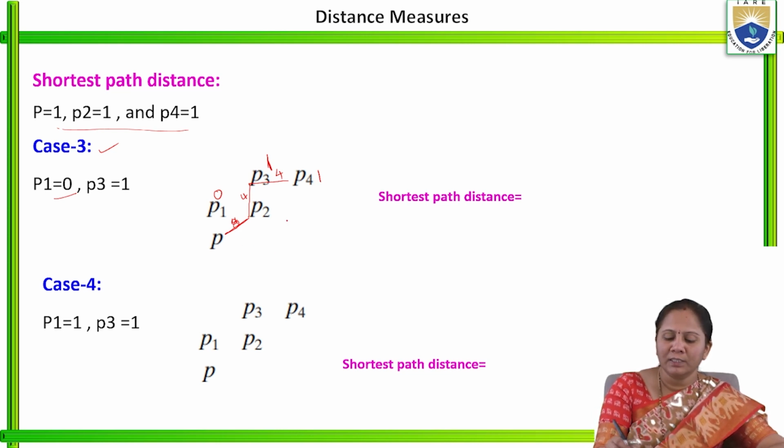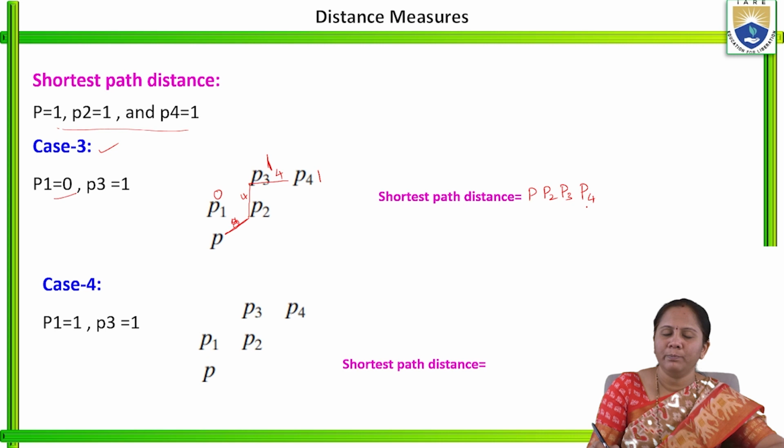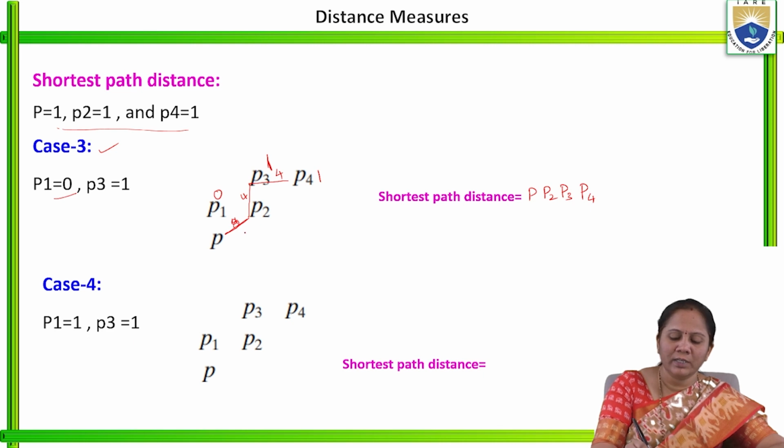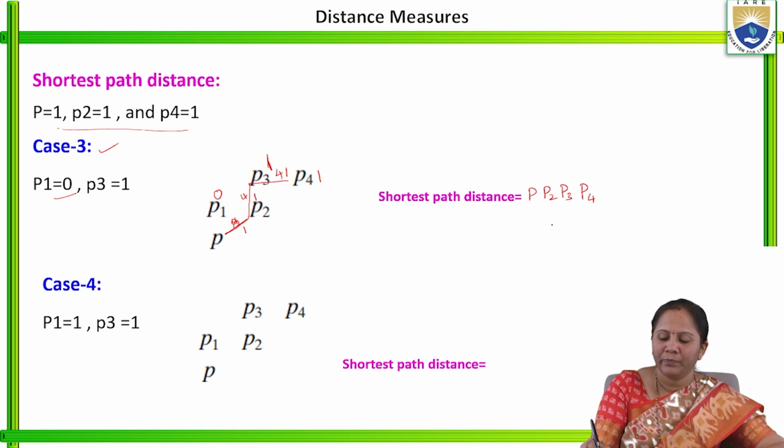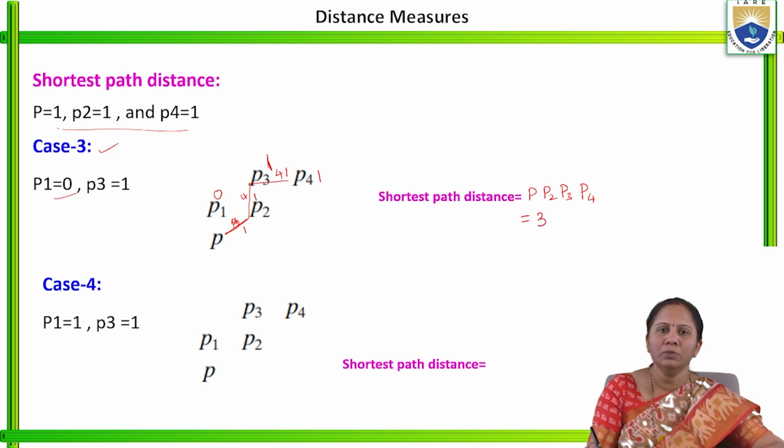So because of this, the path now here will be P, P2, P3 and P4. If we consider there is a unit distance between these pixels, here it will be 1, 2 and this is 3. So the distance here will be equal to 3.